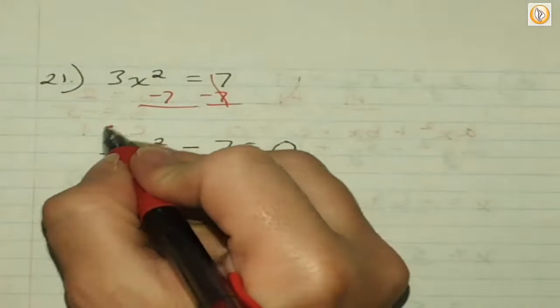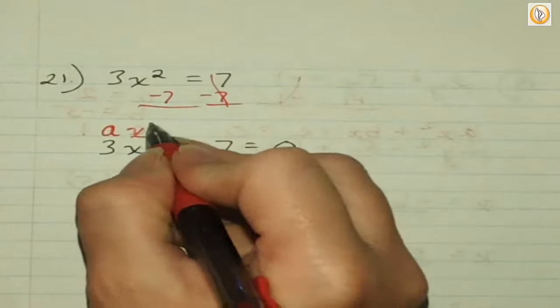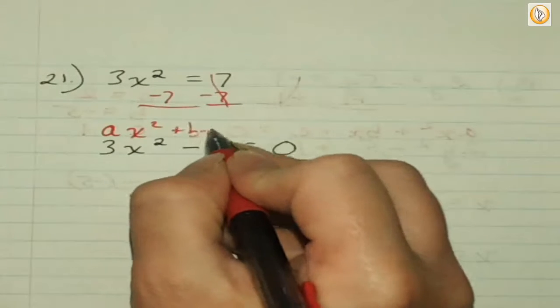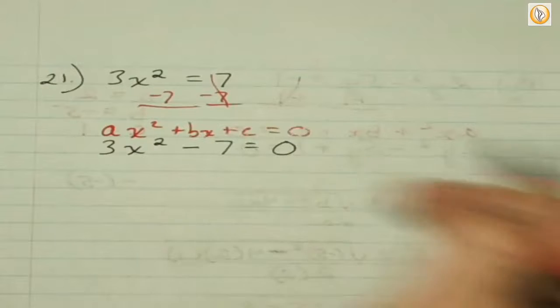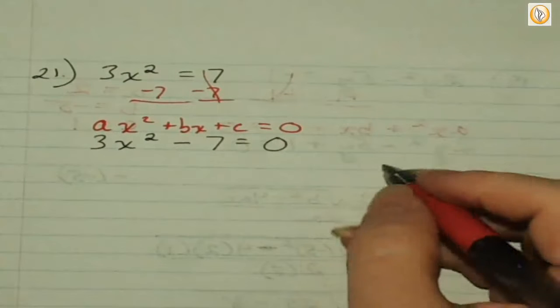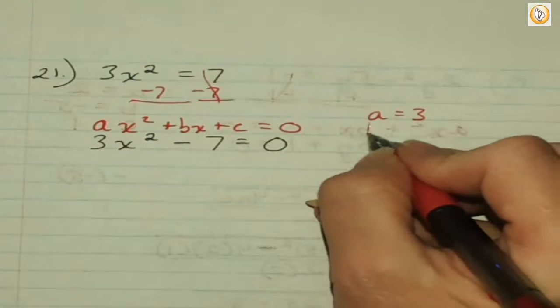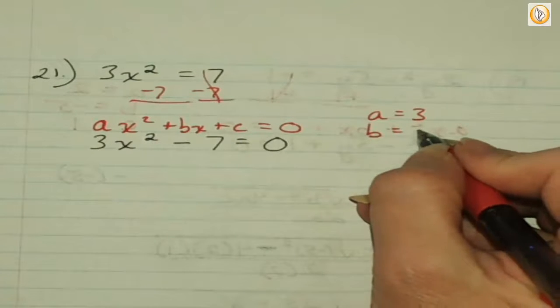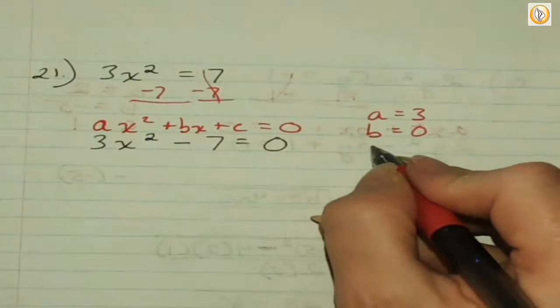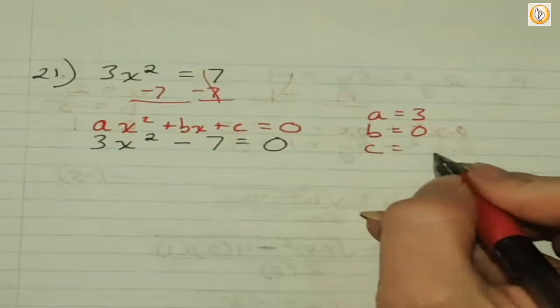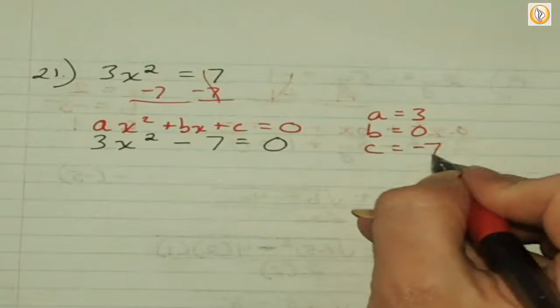All right, so keep in mind we have ax squared plus bx plus c equals 0. All right, Cecilia, what is the value of a? 3. Michael, what's the value of b? 0. Isn't that funny how you answered that same one last time? C, Gabby? Negative 7.